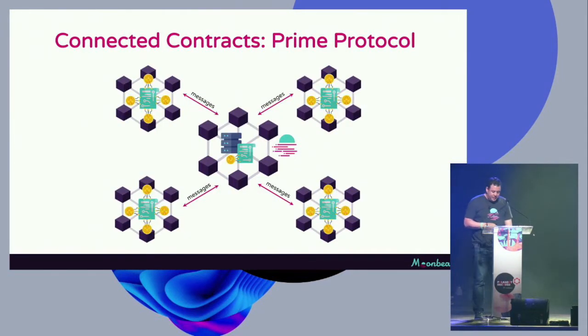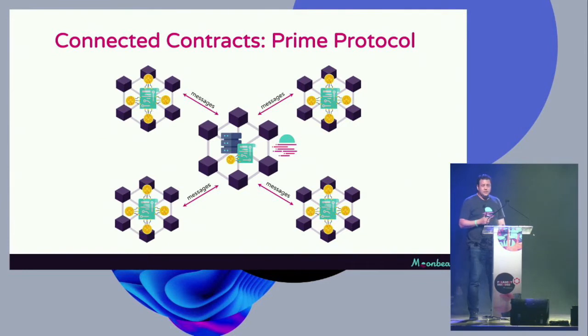I'll use another example here, and you'll be hearing from Colton at Prime tomorrow, so I don't want to steal too much of his thunder. But the idea here is a different use case that uses connected contracts. You have a number of smart contract deployments on many chains, just like the Sushi example. You have a deployment on Moonbeam, you have a deployment maybe on ETH mainnet, Avalanche, a whole bunch of other chains. But they're connected with messages.